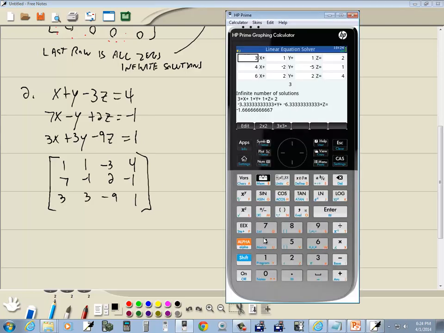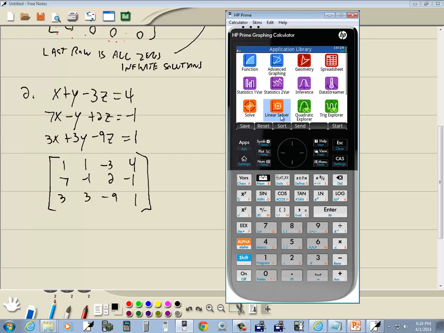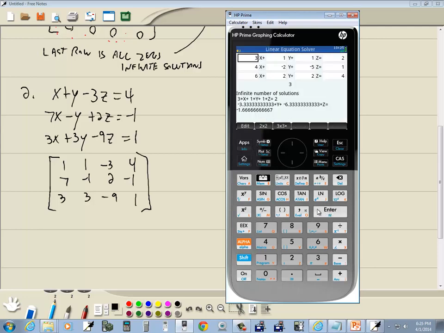Okay, first off, let's go to the linear solver. Press my apps. Linear solver is already highlighted, so press enter on it. Then we'll put in 1, 1, negative 3, 4, 7, negative 1, 2, negative 1, 3, 3, negative 9, and 1. Notice what it tells us. It tells us no solutions.